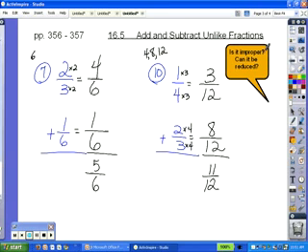And we ask, is 11/12 improper? No, it's not, because 11 is less than 12. And can it be reduced? No, it cannot, because there's no number that can go into both 11 and 12 evenly. So 11/12 is our answer for number 10.